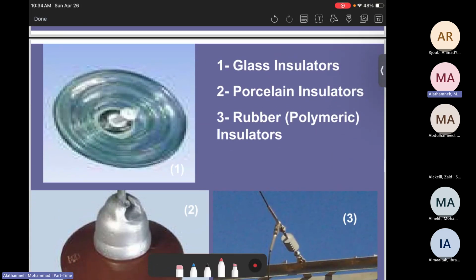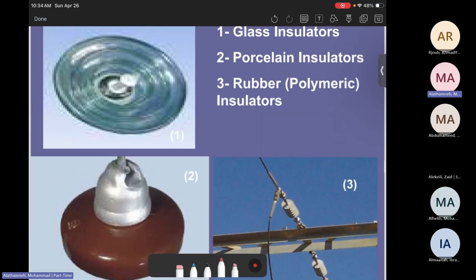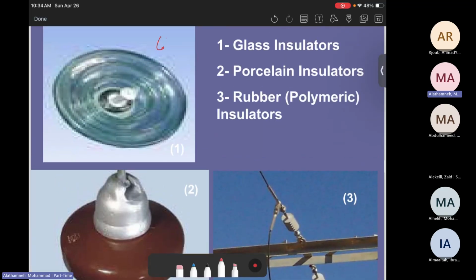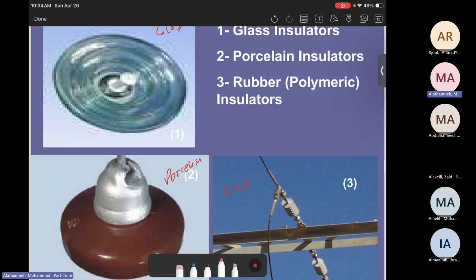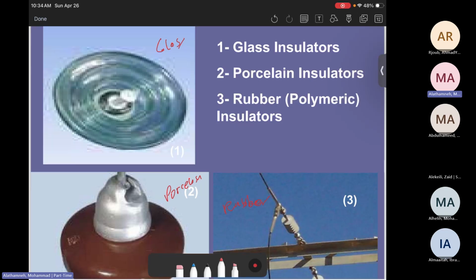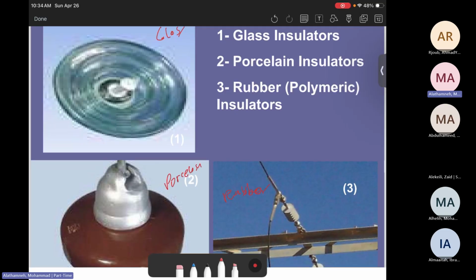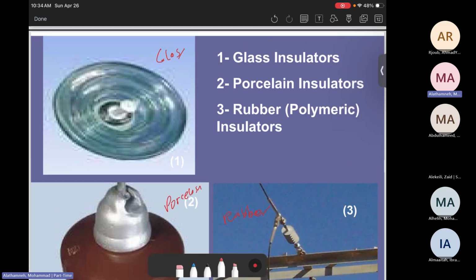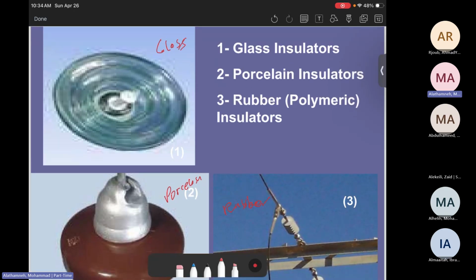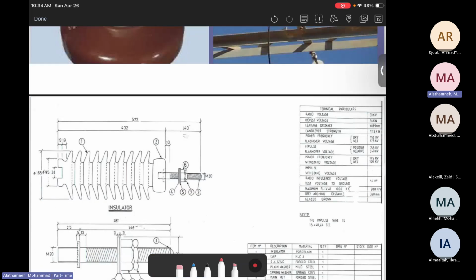Here's again how the glass, porcelain and rubber insulators look. We can see that this is glass, this is porcelain, and this is rubber as well. The good thing about glass and porcelain is that both have a high lifetime, and they are cheap, while the rubber or polymer is more expensive and its lifetime is low compared with glass and porcelain. The problem with glass and porcelain is that they require insulator washing.